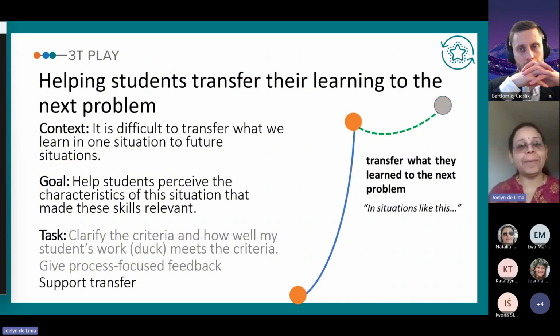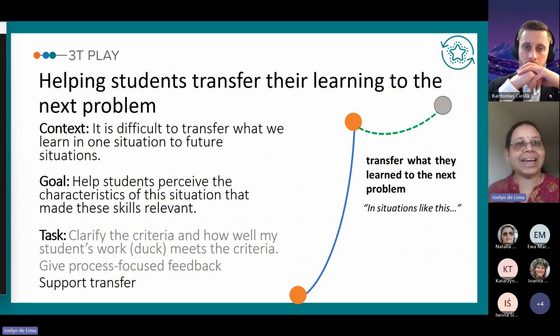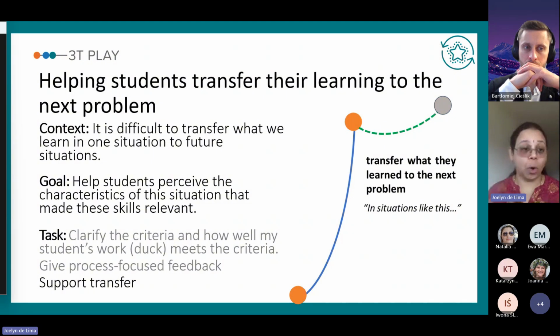And so having them make that transfer is really important because it is not something that is easy for them. One of the ways you can do it is by just adding a tagline which says, in situations like this, how would you do XYZ? Which is something that reminds a student that this is not the only circumstance that this happens in.